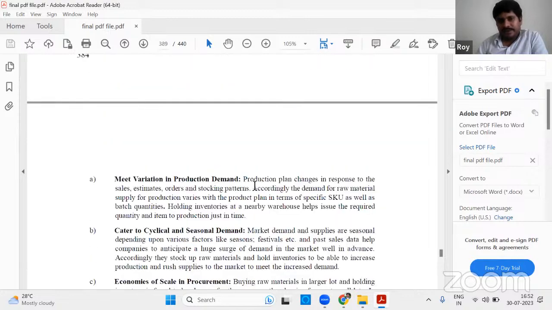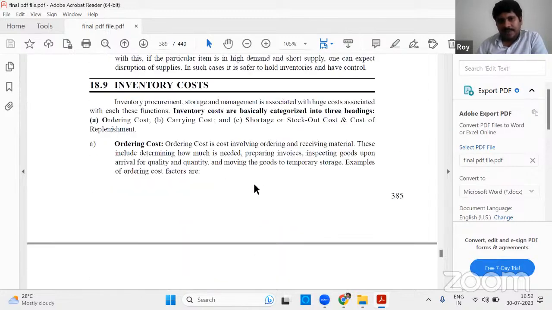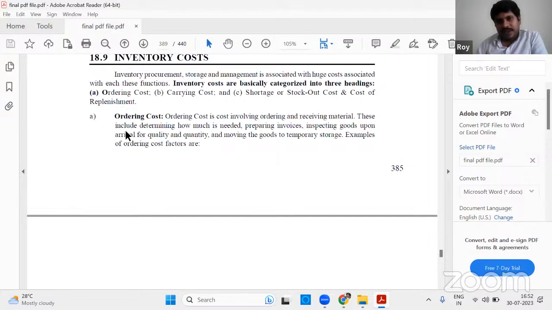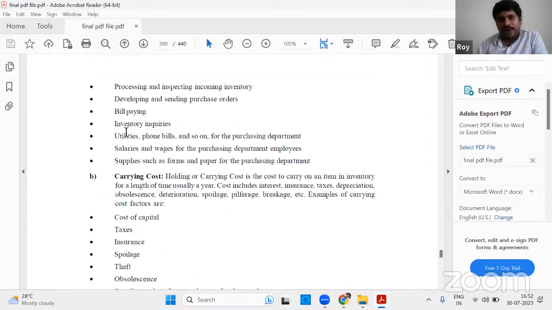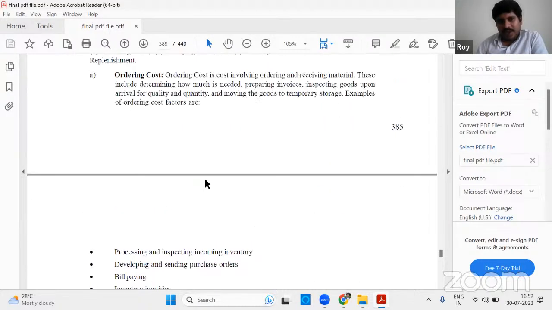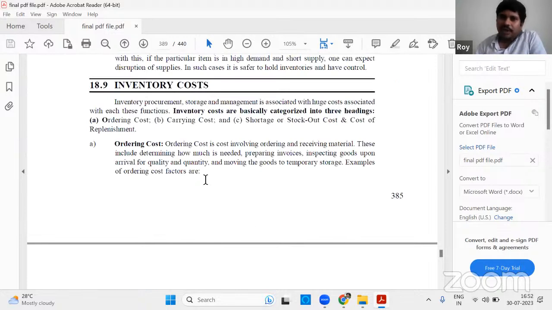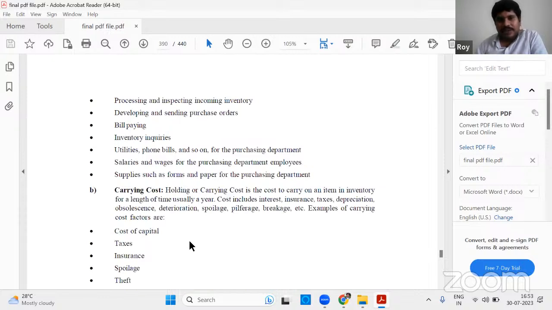Okay, holding inventory. Why do we hold an inventory for a long time? There are some inventory costs. This cost is also important: ordering cost and carrying cost. Ordering cost is how much cost is included to put an order. It's called the ordering cost. Carrying cost is the cost to hold that particular inventory for a longer time or for some time. That is called the carrying cost.